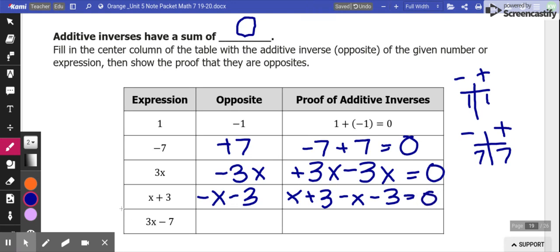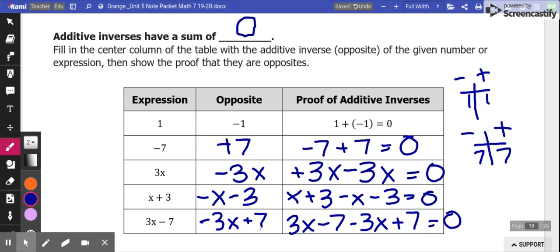Then I have 3x minus 7. Now the opposite of a 3x is a -3x. What's the opposite of a -7? A +7. So this is going to be 3x minus 7, and then I have a -3x and a +7. That's going to add up to 0. So these are additive inverses. This is what additive inverses means. It means that the expressions would add up to 0. So keep this in mind for later when we start distributing negatives.